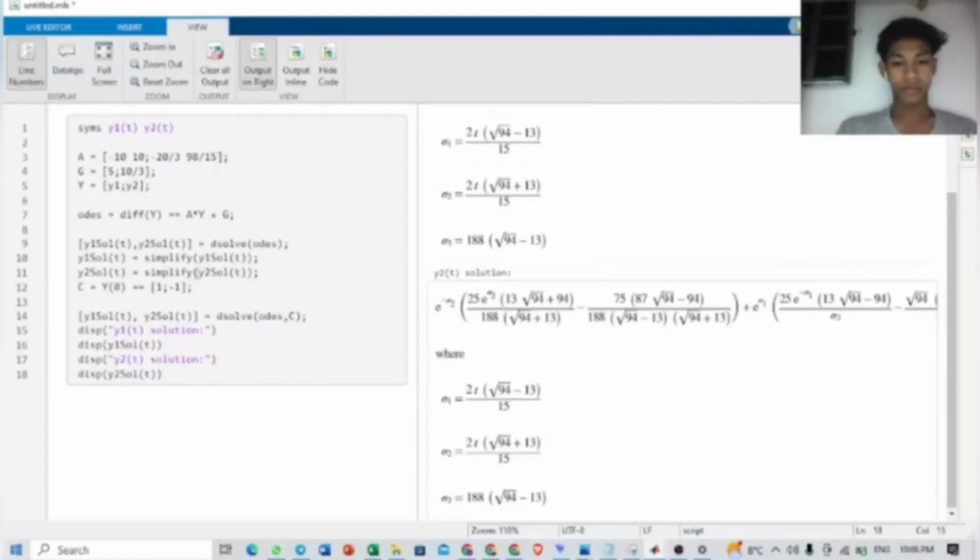So the line C is equal to Y(0), which defines the initial condition for the ODE, and the line y1Solve(t), y2Solve(t) is equal to dsolve, we use the dsolve function to find the analytical solution of the ODE with the specific initial condition, and the lines display y1(t) solution and display y2(t) solution display the solutions for y1(t) and y2(t) respectively.